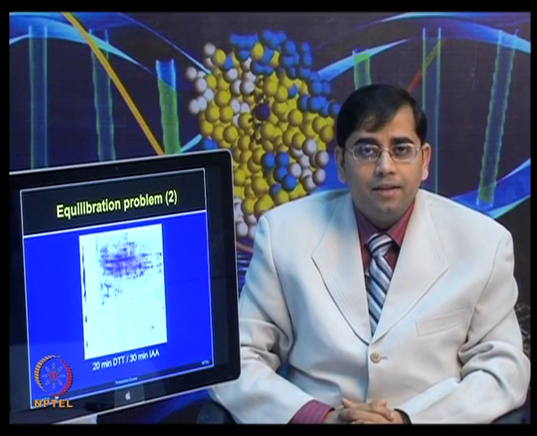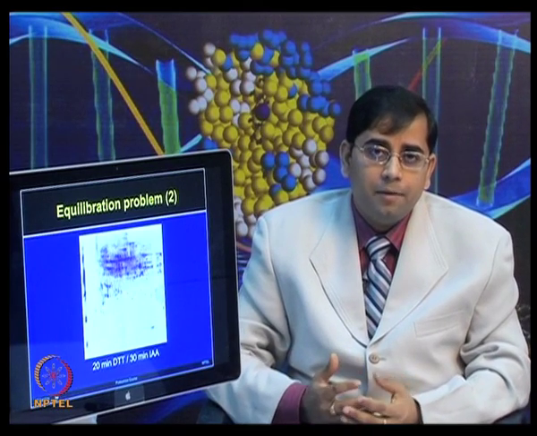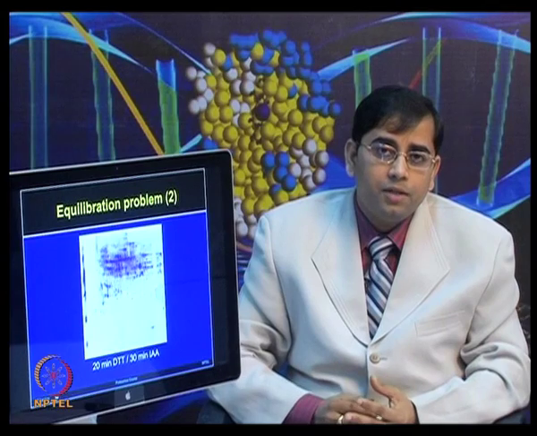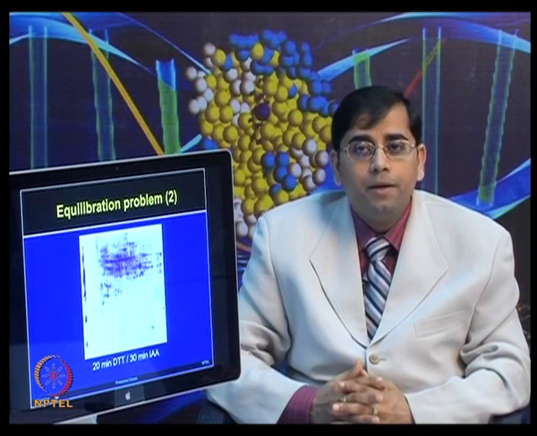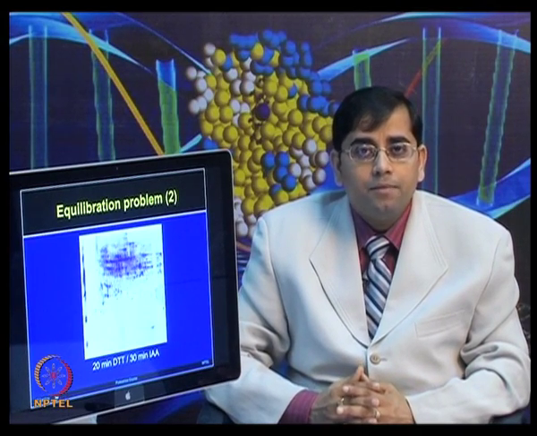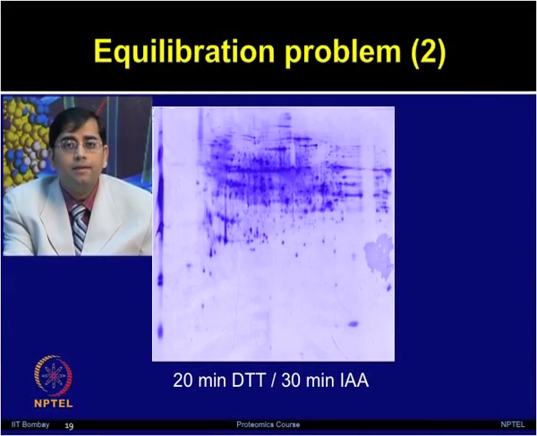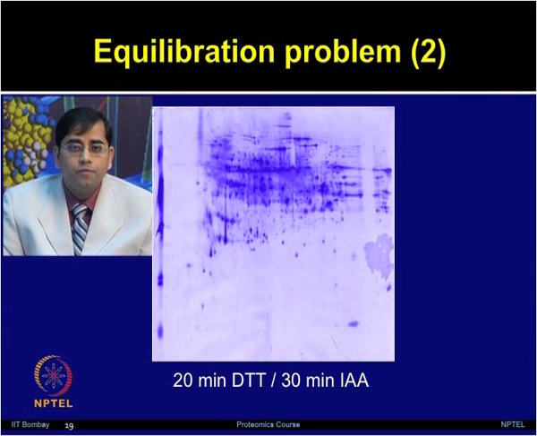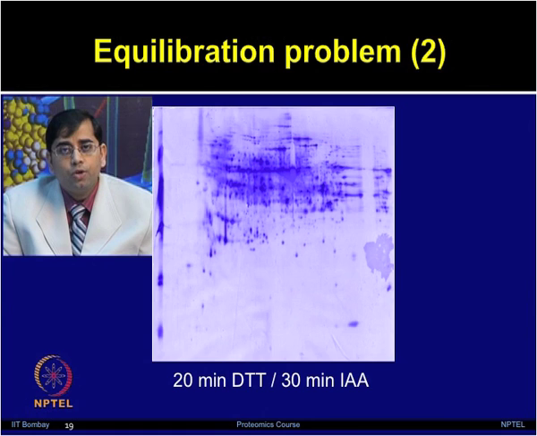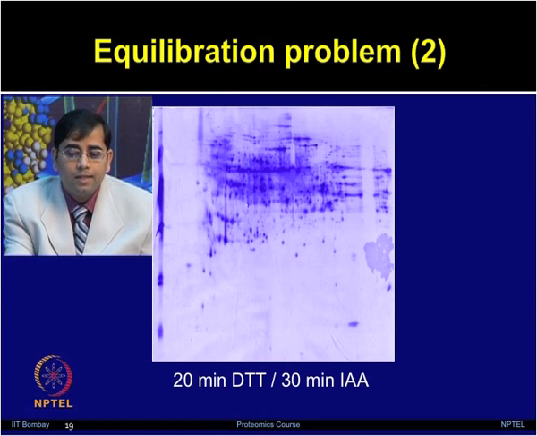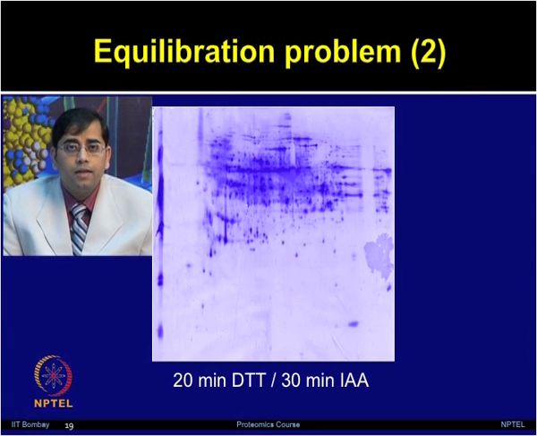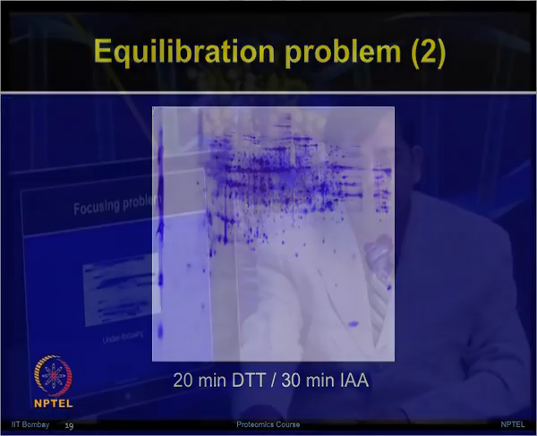Many times people think that by increasing the equilibration time, the gel quality may appear better, but that is not the case. In this gel, it is shown that by increasing the equilibration time to 20 minutes of DTT and 30 minutes of iodoacetamide, the gel pattern looks very problematic, and that is because of the excess equilibration.